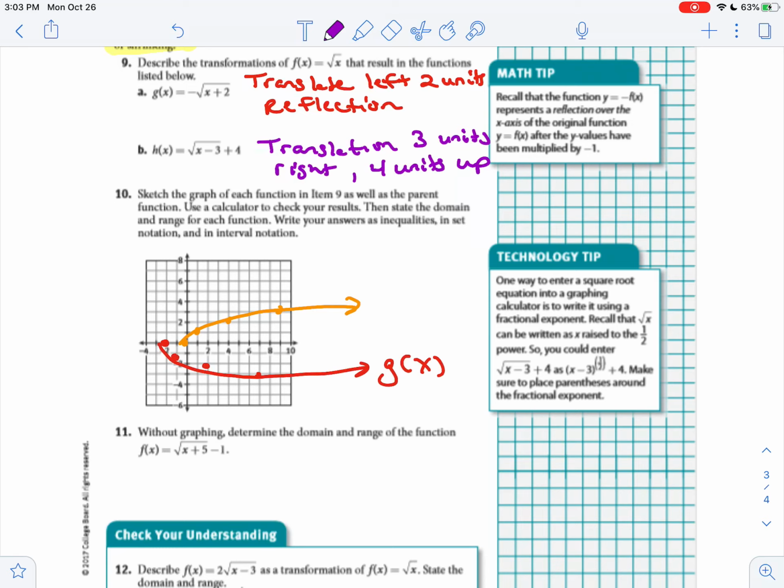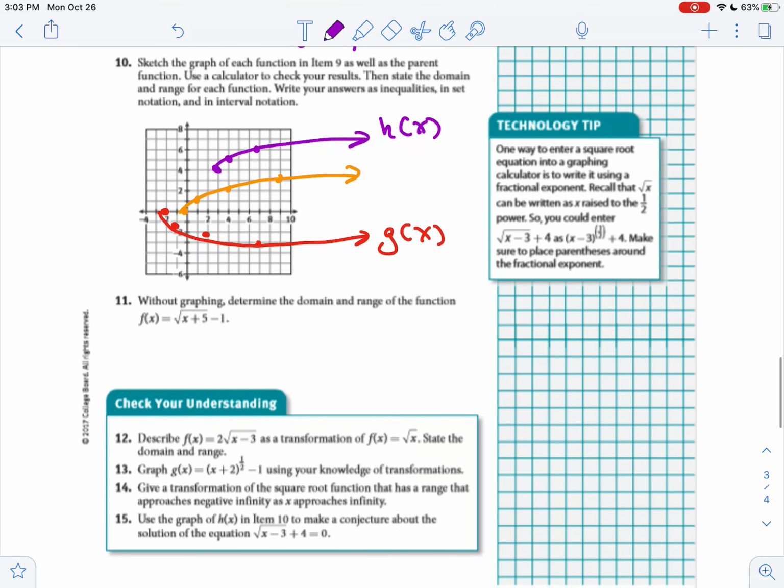For h of x, we're going to have to do 2 translations. We want to go 3 units to the right and 4 units up. So I'm going to take my function and go 3 units to the right: 1, 2, 3, then up 1, 2, 3, 4. Each ordered pair will do that. And that's probably about all we can fit right now. And there will be our h of x function.